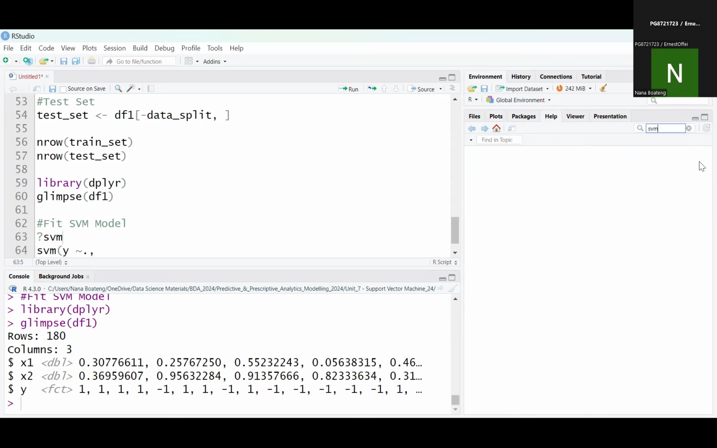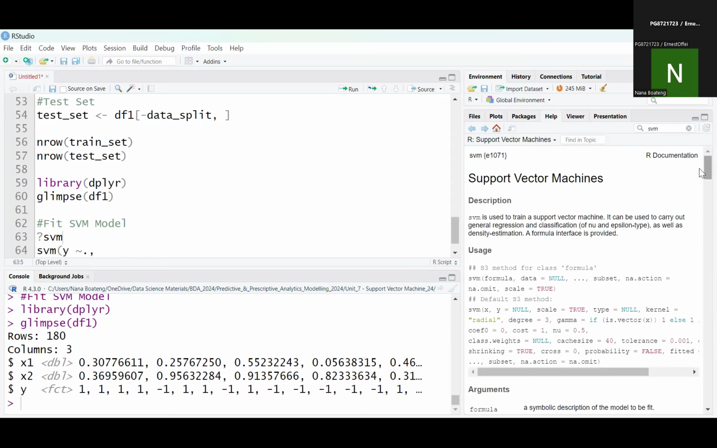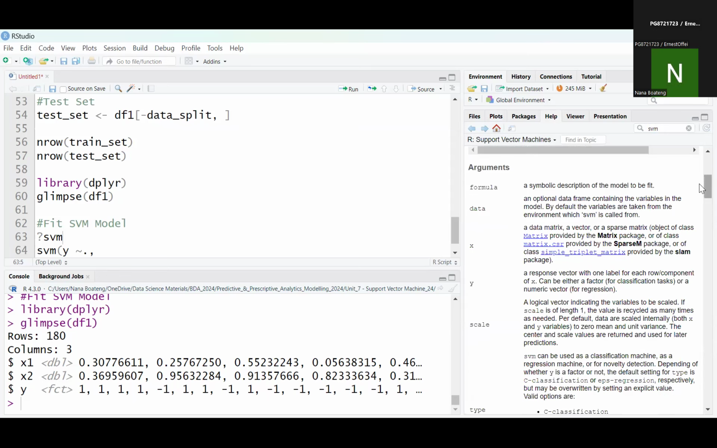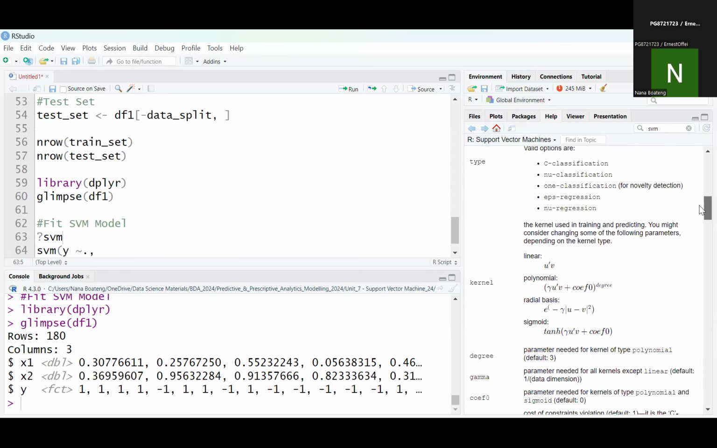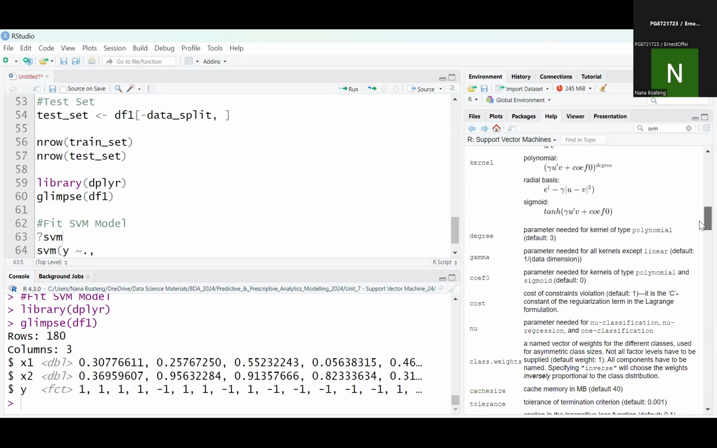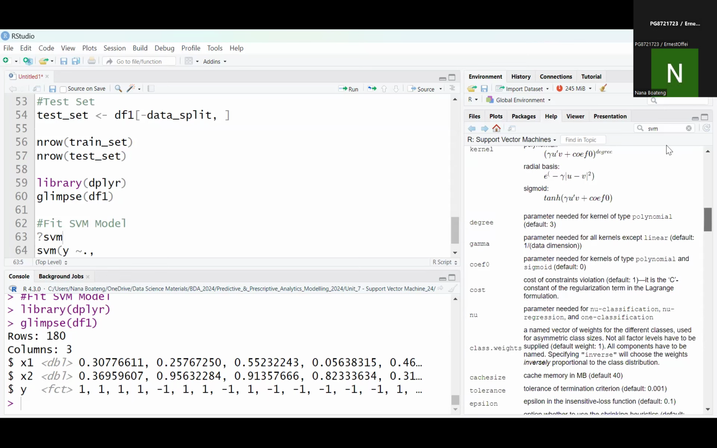So you can check the arguments from the documentation. We have data, formula, scale, type, the kernel. At the moment we are using the linear kernel. We'll look at other ones later. So that's just for your information.